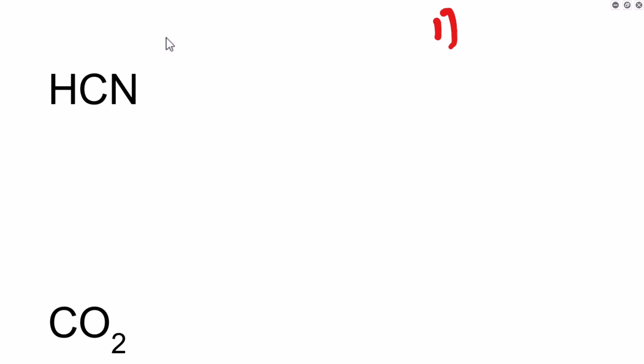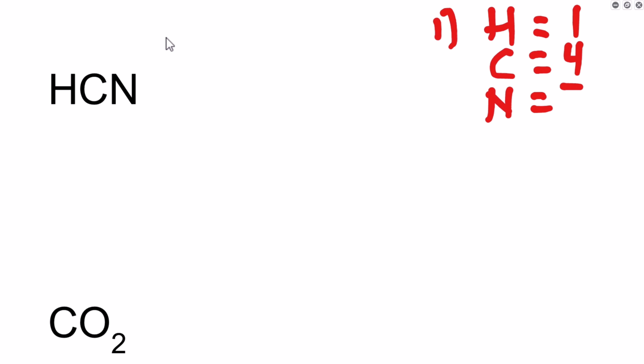HCN, same steps here. Step 1. So you have an H, C, and an N. 1 valence electron, 4, and 5. For a total of 10 electrons in our structure. We're then going to find our central atom. Our central atom here is carbon. Attach everything with single bonds to your central atom.